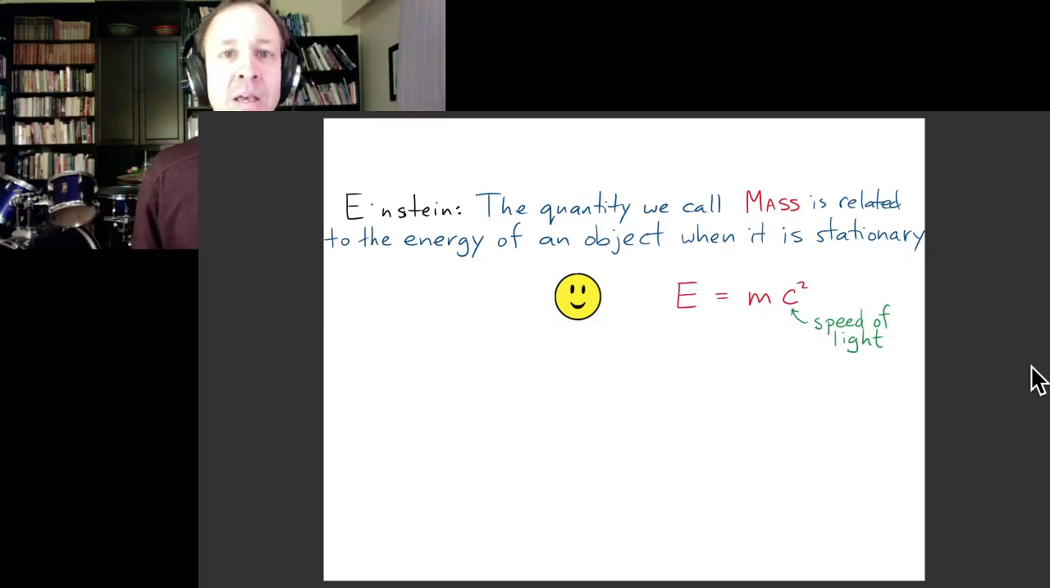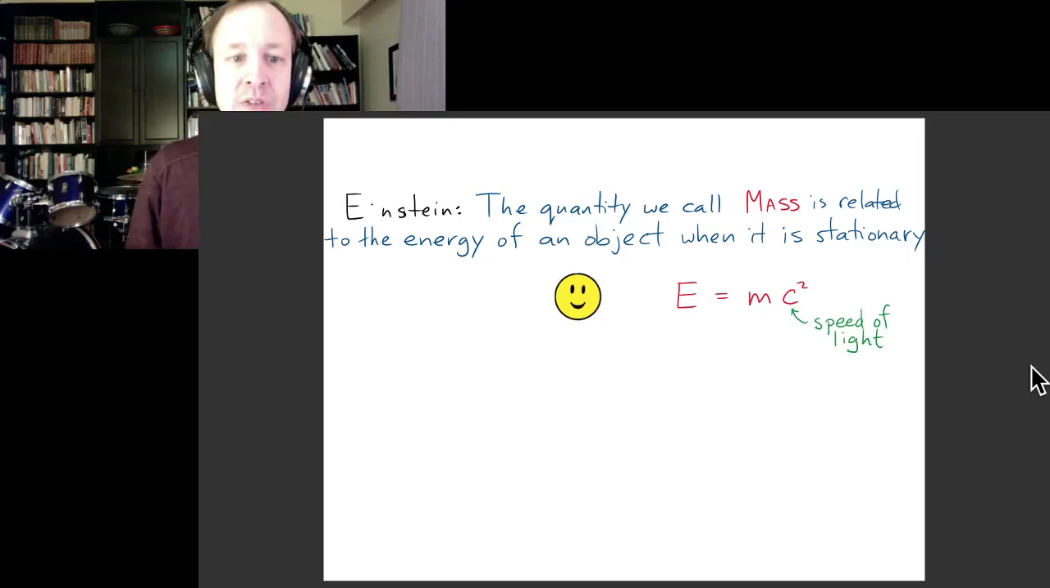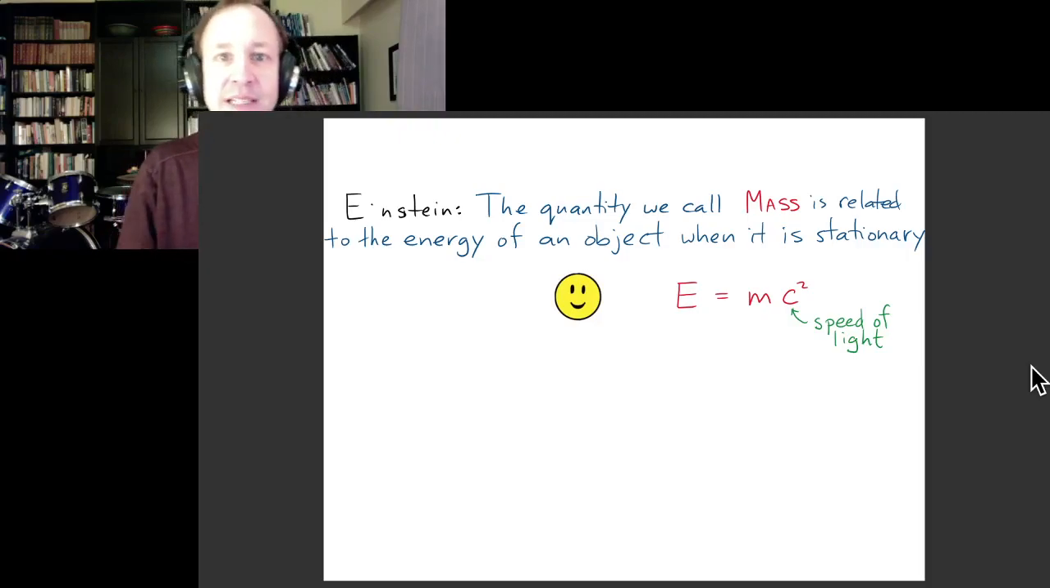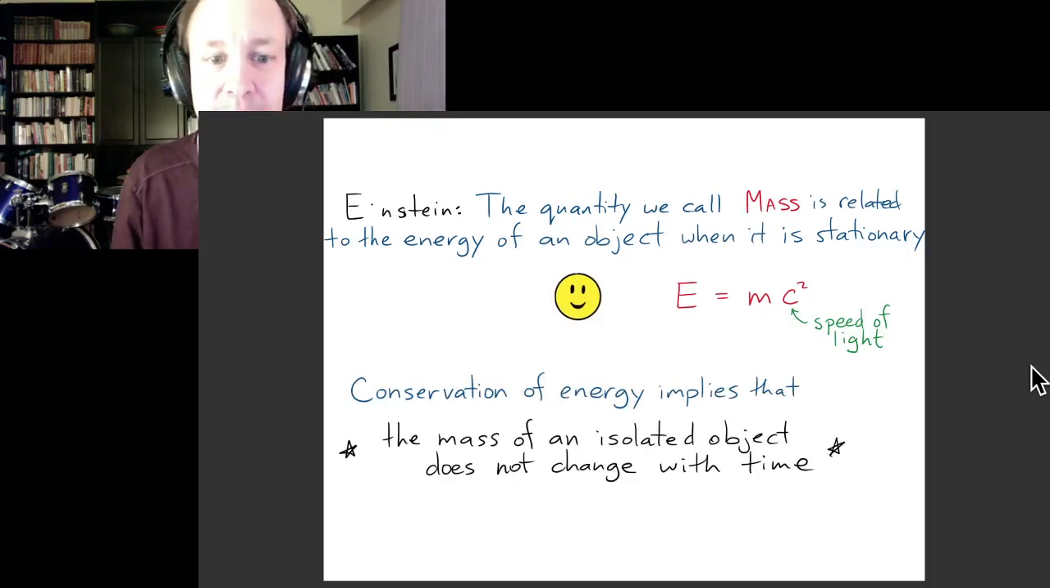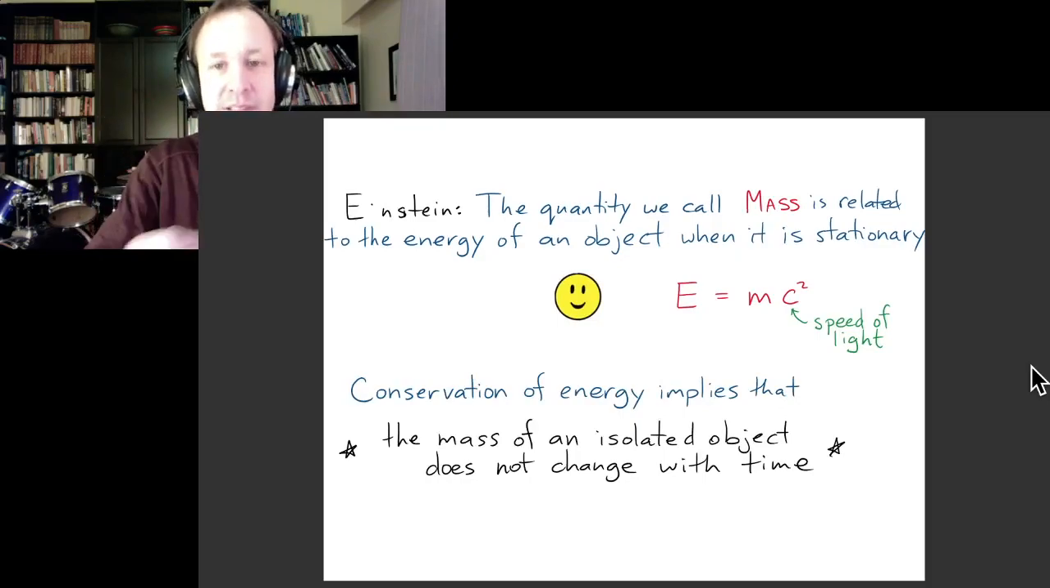Okay. So let's just understand then, what does Noether's conservation of energy idea imply for this particular case? What it would say is that the mass of an isolated object cannot change with time. So this is a very important result that we're going to use in the next part of the talk.